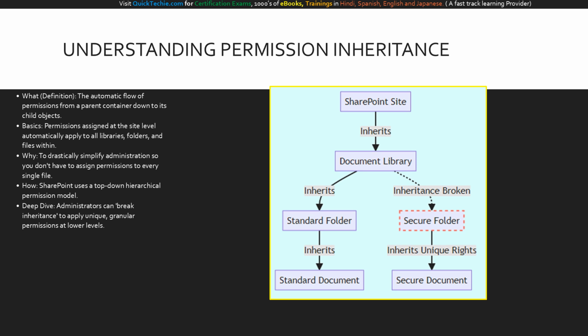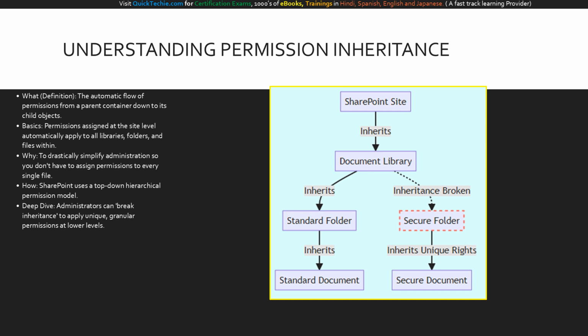How it works is top-down, from the site, down to the document library, down to the folder, and finally to the individual item. But here is the deep dive. What if you have a library open to all site members, but one specific folder contains highly sensitive HR data? You can break inheritance. Administrators can sever that top-down flow to apply unique, restricted permissions at any level, ensuring that a specific folder or document is shielded from the broader group.